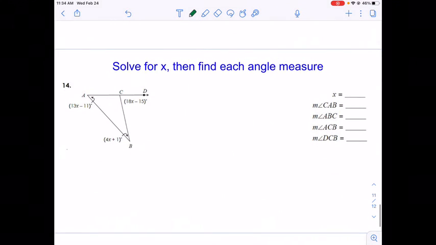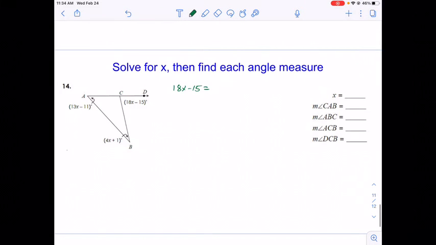All right, let's do this one here. This one's a little different. Notice this is an exterior angle. So remember the exterior angle, 18x minus 15, is equal to the sum of the two non-adjacent interior angles. So this is going to be 13x minus 11 plus 4x plus 1.